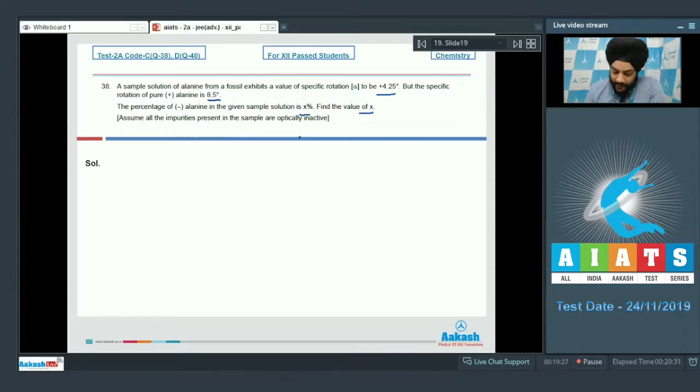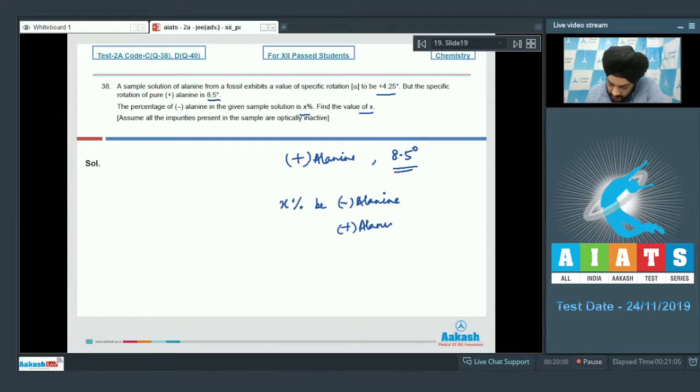So students, pure plus alanine shows a specific rotation of 8.5 degrees, but the sample given to us shows a specific rotation of plus 4.25 degrees. So if we talk about the optical rotation of the sample, we can assume that X% is minus alanine. So the percentage of plus alanine will be given by 100 minus X.